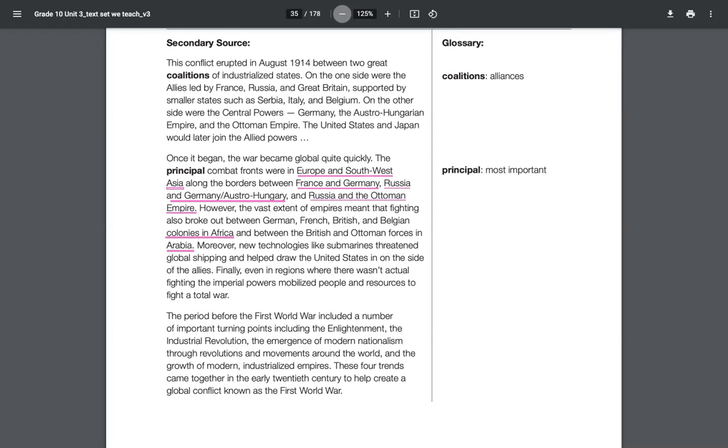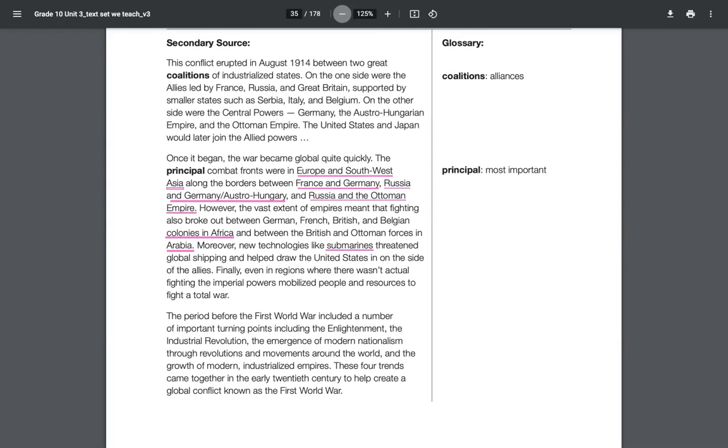We will also see, and we can actually infer, that the use of submarines means that some of this also happened in the water. So let's keep this in mind because we can infer that there was maritime fighting as well.